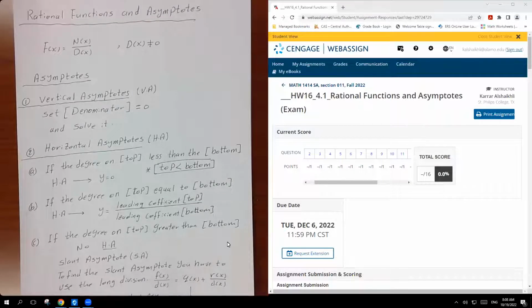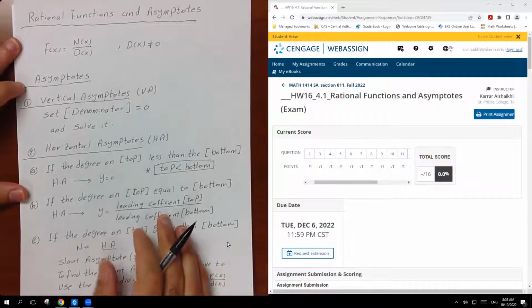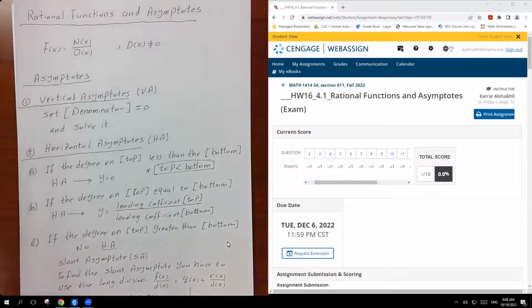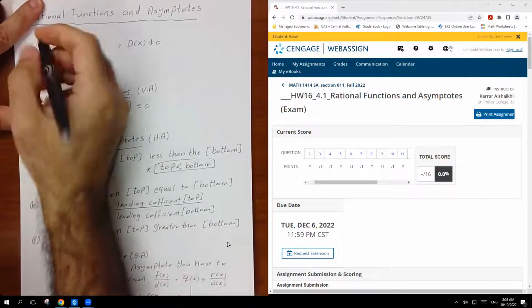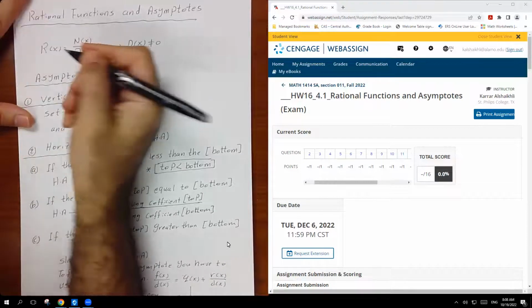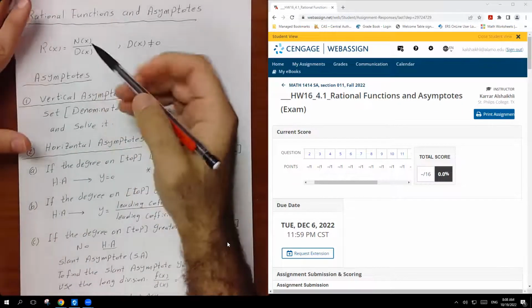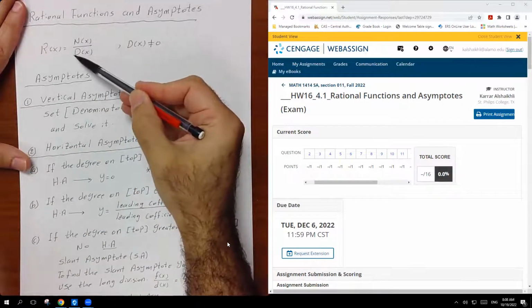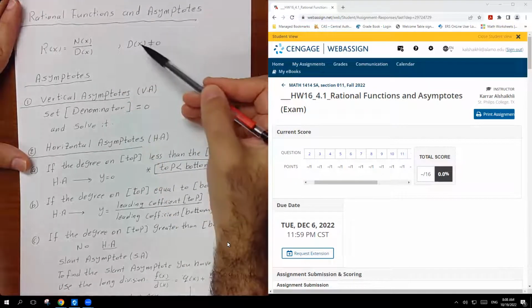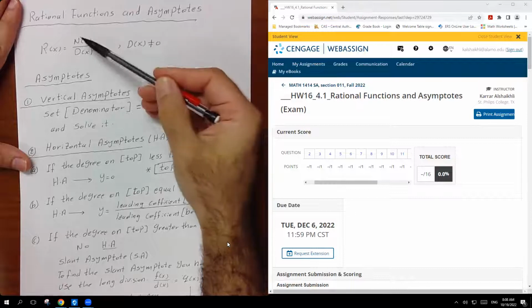So section 4.1, rational functions and asymptotes. The rational function, which in fact they said is always r of x, is just to know it's a rational function. That's how it looks. That means there is a polynomial on the top and a polynomial on the bottom, and always the polynomial on the bottom is not equal to 0 because you can't divide by 0.